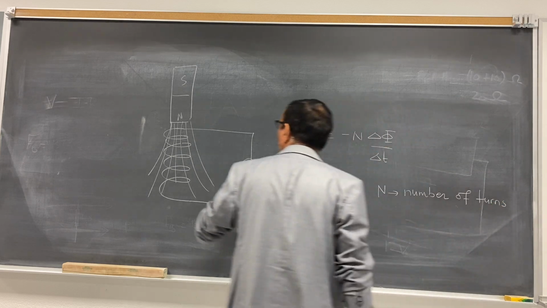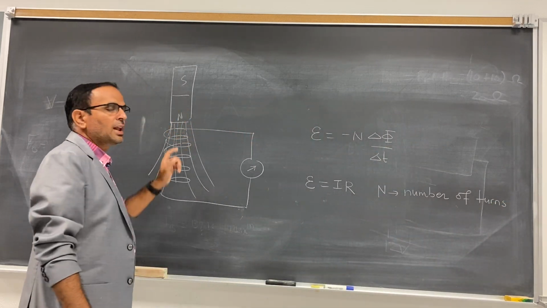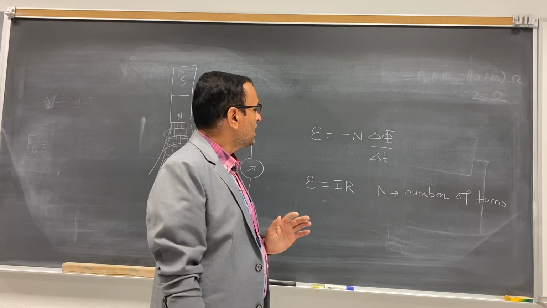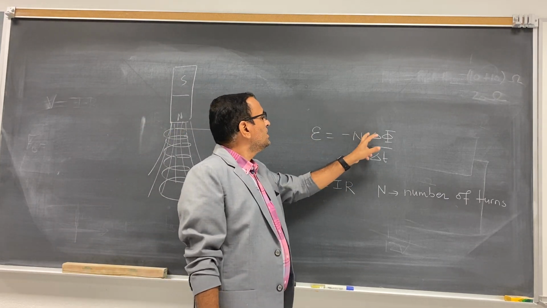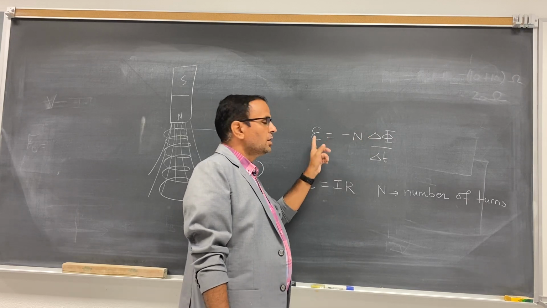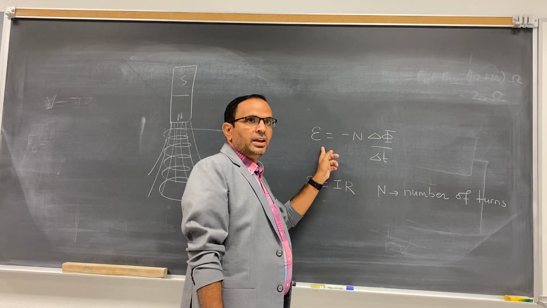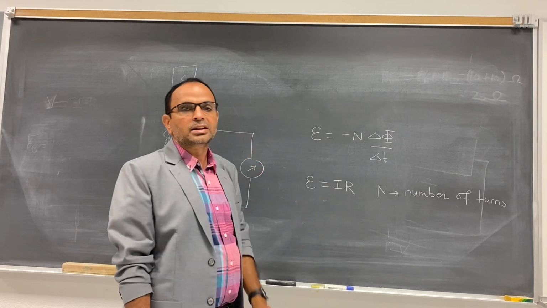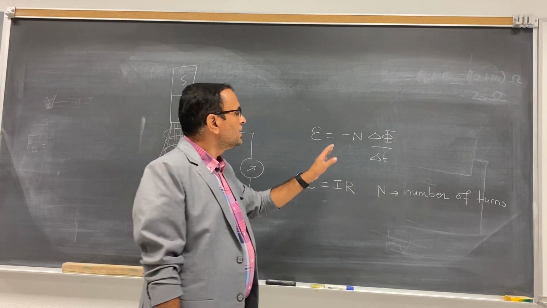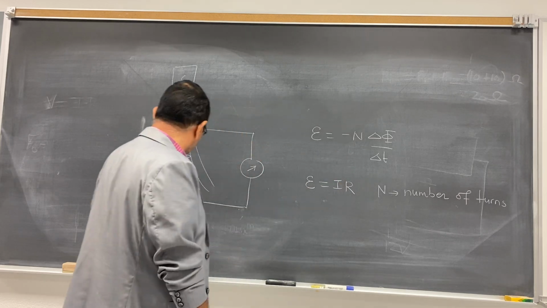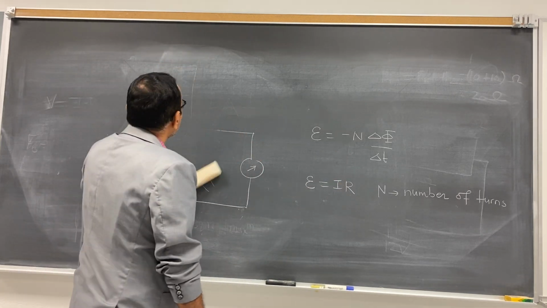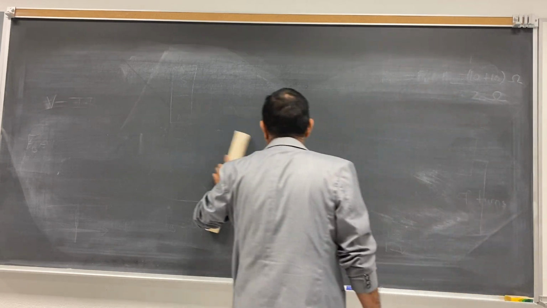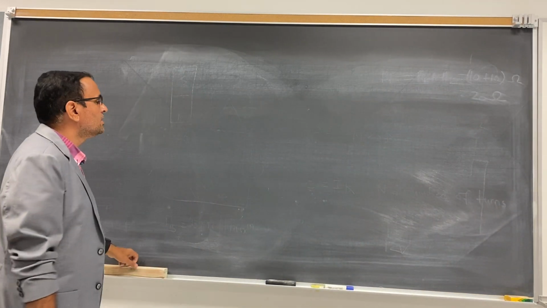N is the number of turns in the coil. How many loops do you have? 1, 2, 3, 4, like this, like 3000, 4000, 400, 200, something like that. If you increase the number of turns, your induced EMF increases. If the EMF increases and your resistance is constant, then the current also increases. So please recall this. You need to know this for quiz number 4. Then there are a few questions from reflection and refraction.